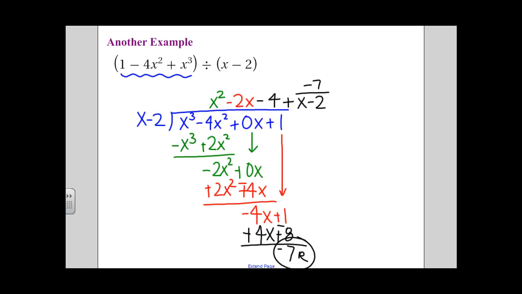So what you should have gotten is x squared minus 2x minus 4 plus your remainder of negative 7 divided by x minus 2. If you got that, awesome. If you didn't, see if you can find your mistake, and then we'll go over it tomorrow in class.